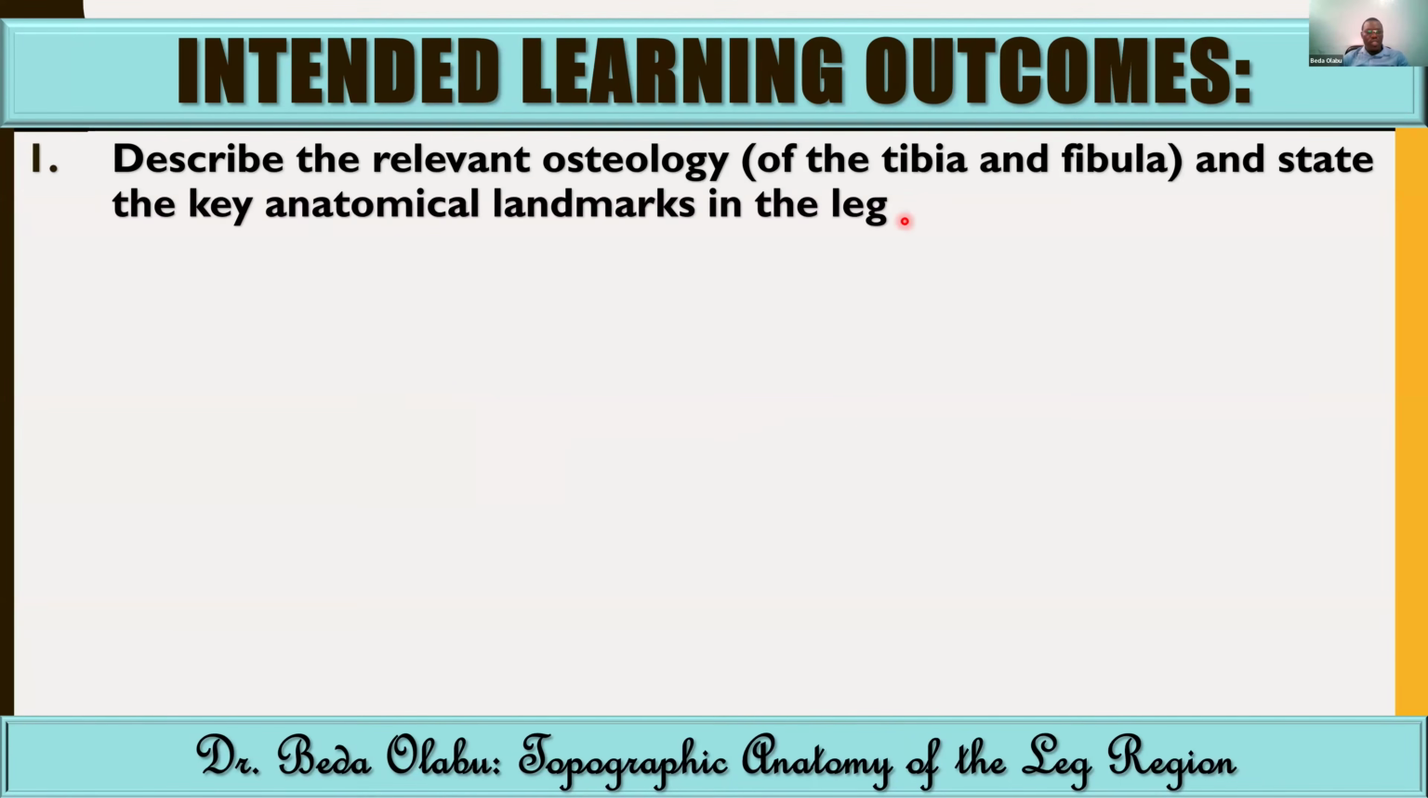One is basically to look at the relevant osteology. In this part, we are going to focus on the tibia bone as well as the fibula bone. Those are the bones of the leg, and we look at their parts and important aspects. While we are still there, we're also going to highlight the key anatomical landmarks in the leg, bearing in mind that most of these landmarks are actually bony landmarks.